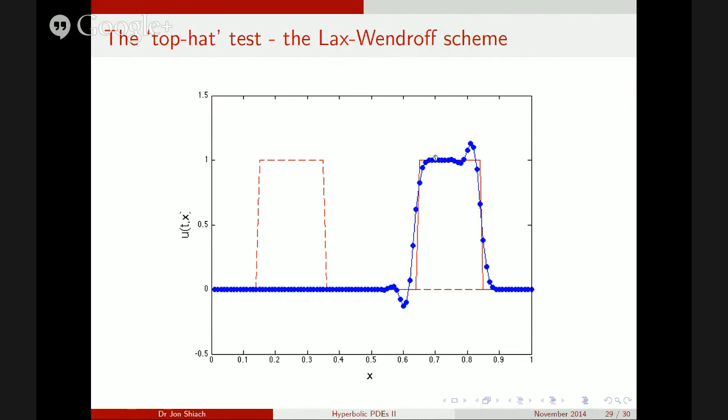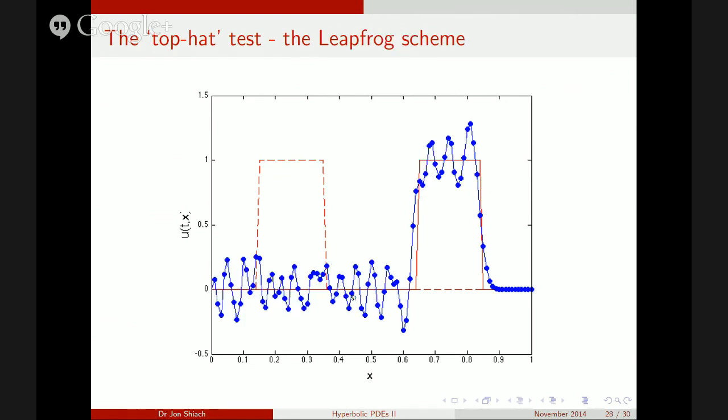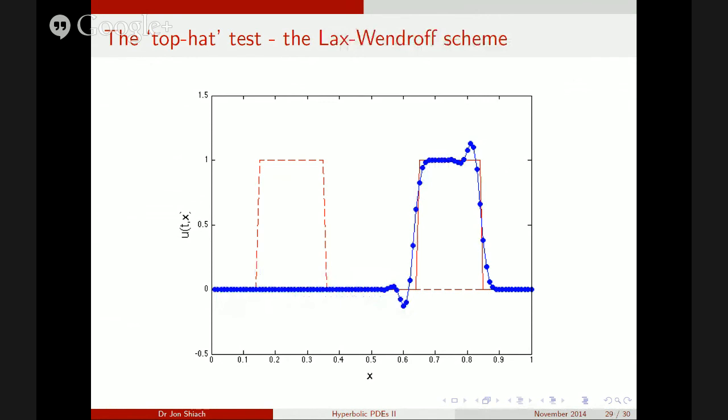We do have a bit of an overshoot here, a bit of a bump, and we have an undershoot in the tail of the top hat. Okay, Gibbs phenomenon. You guys are doing sound and image processing, so you know that idea of Gibbs phenomenon. That's the Lax-Wendroff scheme. We don't have those oscillations that the Leapfrog scheme had. So the Leapfrog scheme, pretty rubbish. The Lax-Wendroff scheme doesn't suffer from that.